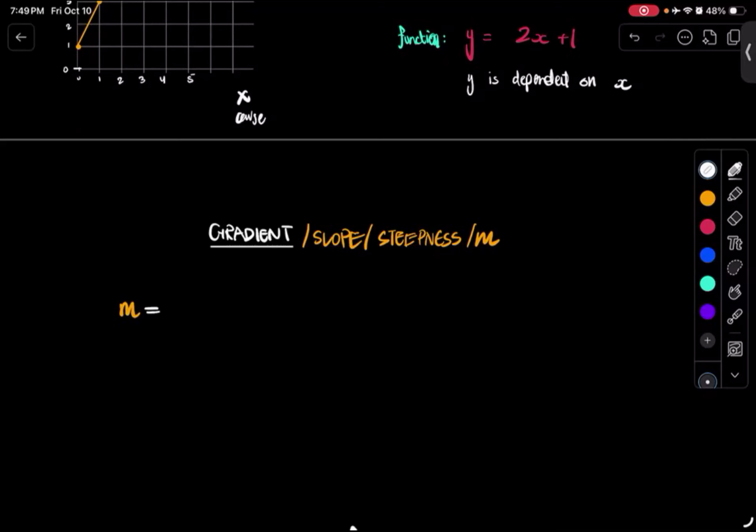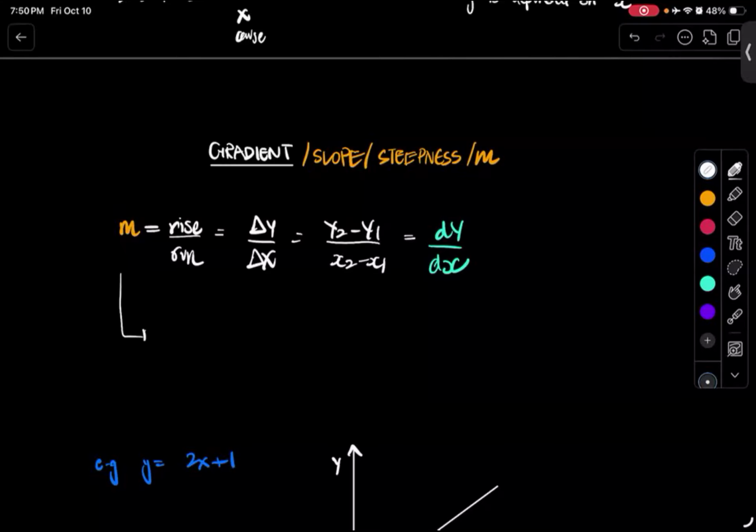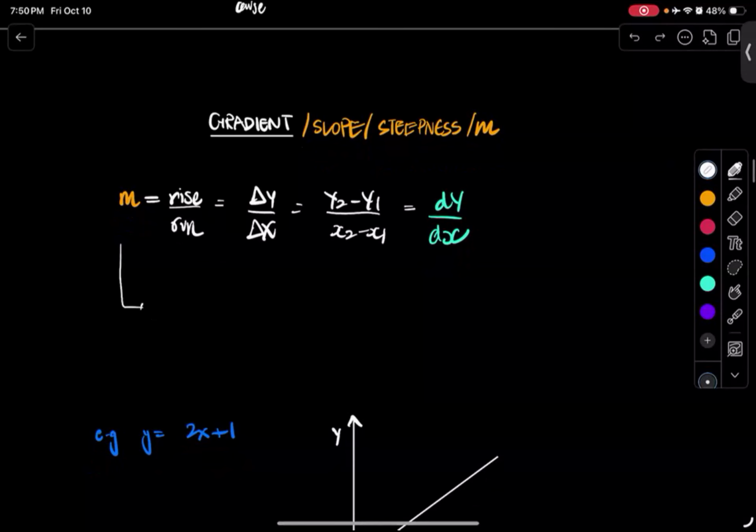The gradient can be written as rise over run. It can be written as change in y over change in x. It can also be written as y2 minus y1 over x2 minus x1. It can also be written as dy over dx. I think I've written it all. So now what does the gradient really represent? The gradient basically tells you, the keyword is, with me so far, Nabia?